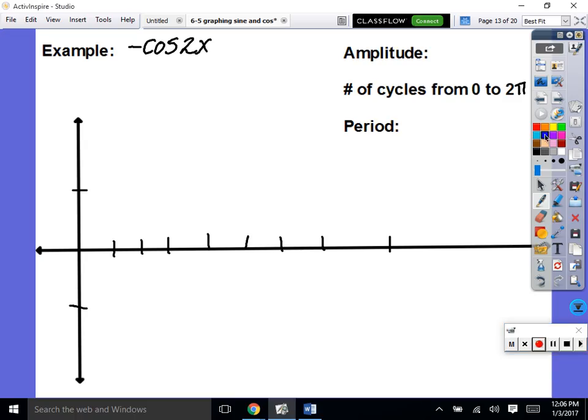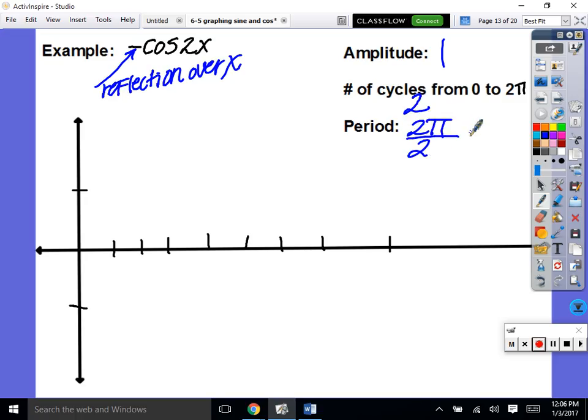So my amplitude is what for this one? 1, right? Then just a reminder, the negative is just a reflection over the x-axis, and our amplitude can't be negative. Okay, so then number of cycles from 0 to 2 pi. How many cycles do we have from 0 to 2 pi? 2. Our period is 2 pi divided by b, so 2 pi divided by b, so it's pi.